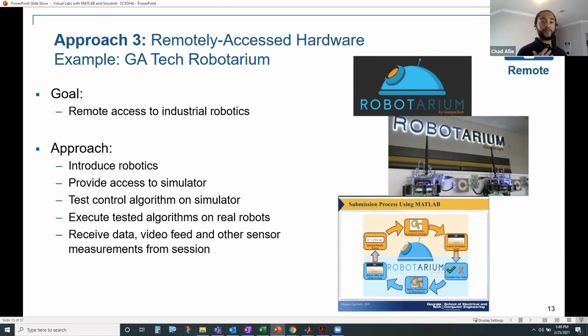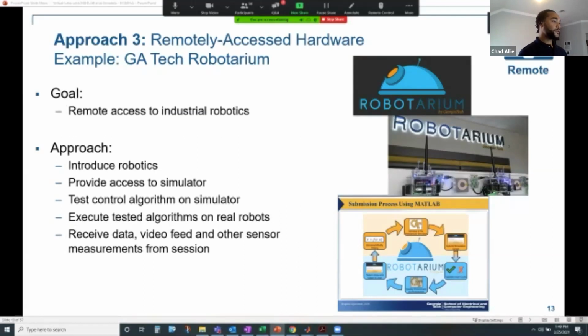Then once you actually get through it, you can start executing your code, iterate, and try to make it as smooth as possible until you get the desired behavior that you're looking for. And finally, once you're done with the robots in that lab, you can then take that data, the video feed and other sensor measurements, to do post-processing however you choose. So let me adjust this briefly, and we'll go ahead and show this video.